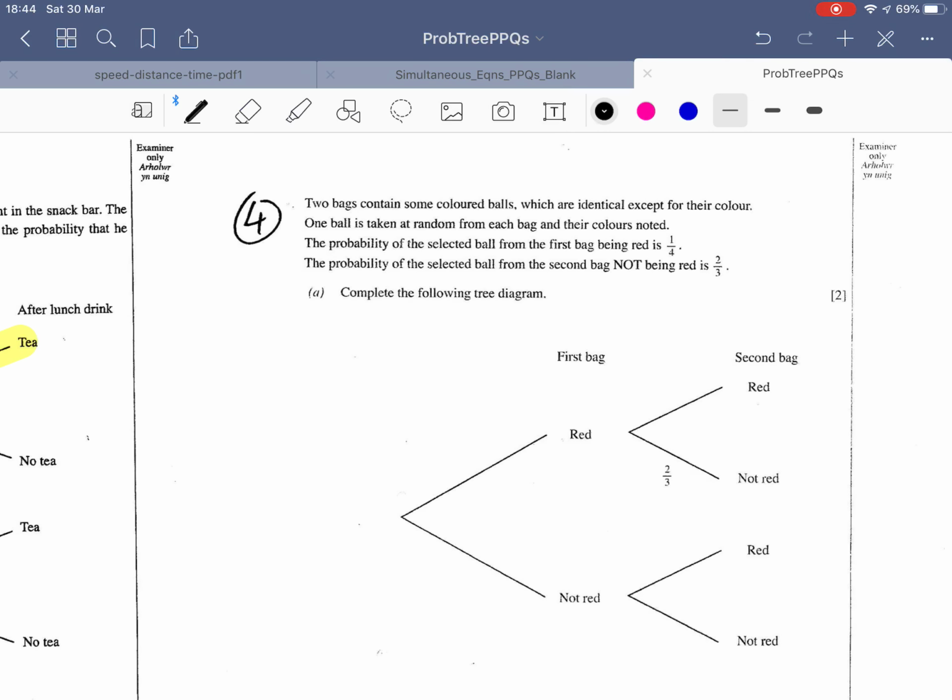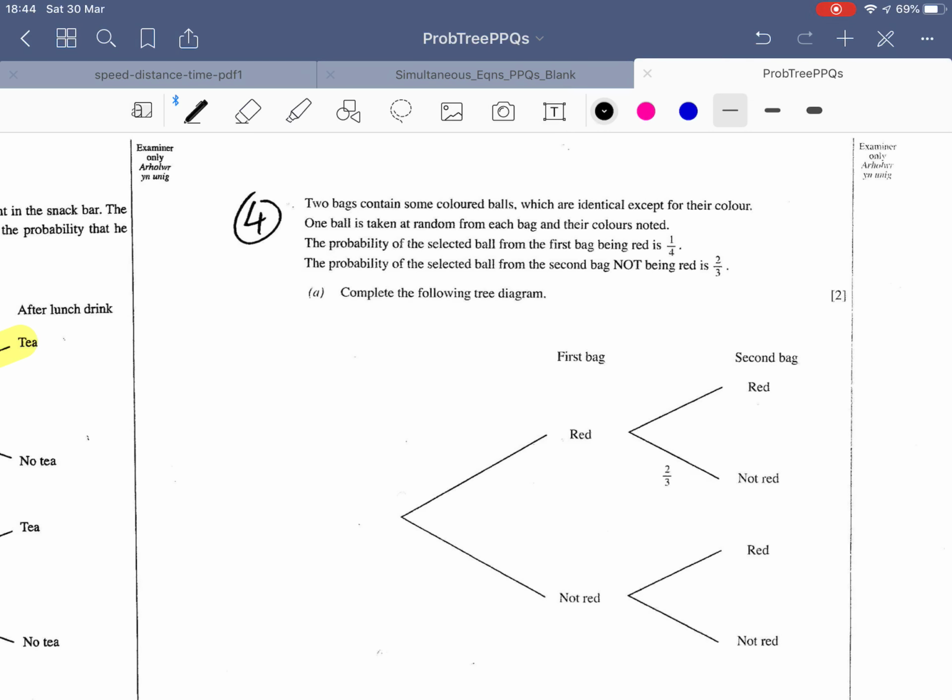So next one, we've got to calculate the probability that only one ball is red. So that means we want red and then not red, or not red and then red. So we've got 1/4 times 2/3. So 1 times 2 is 2, 4 times 3 is 12. Or we've got the 3/4 times the 1/3, which is 3/12.